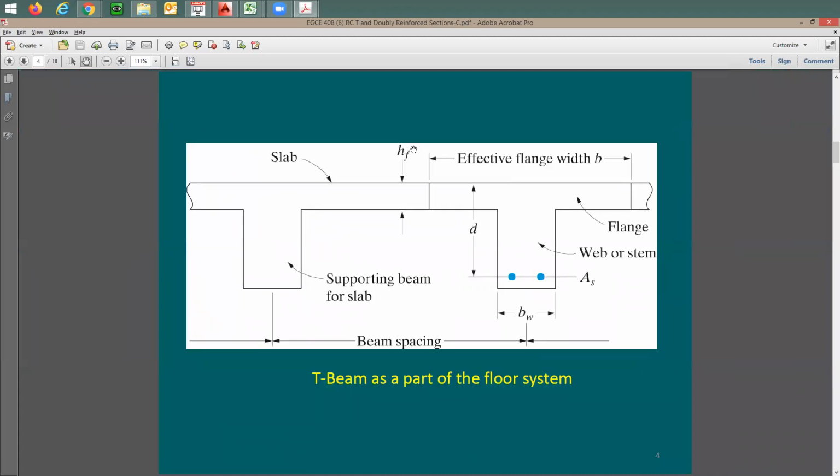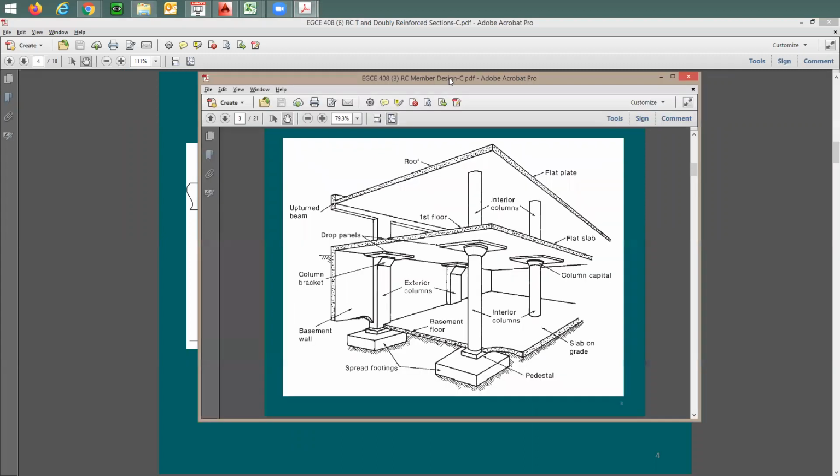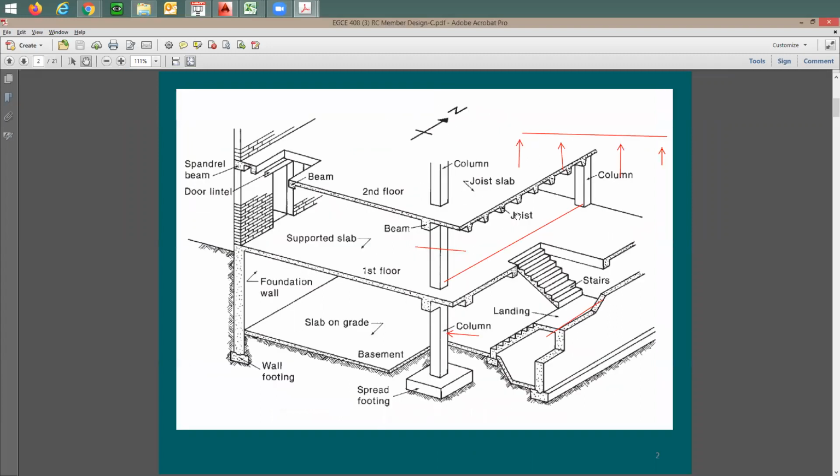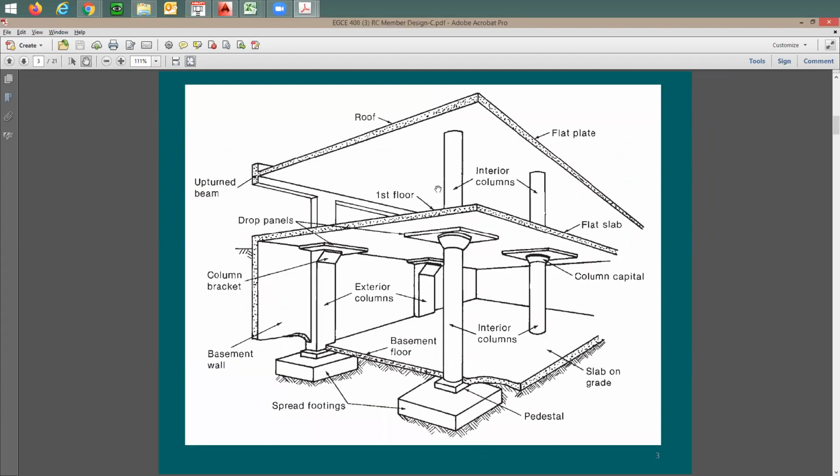So the question is, yes, go ahead. Is that true for two-way slabs as well, or does the girder also support the slab in that instance? In a two-way slab, there are no girders. There are no beams. What would you call the supporting member then? Columns. You remember this? Yeah, I see.